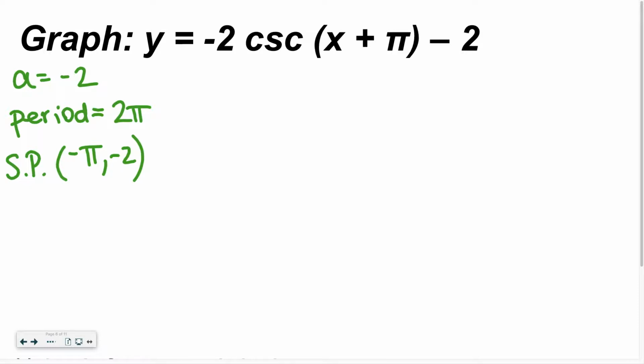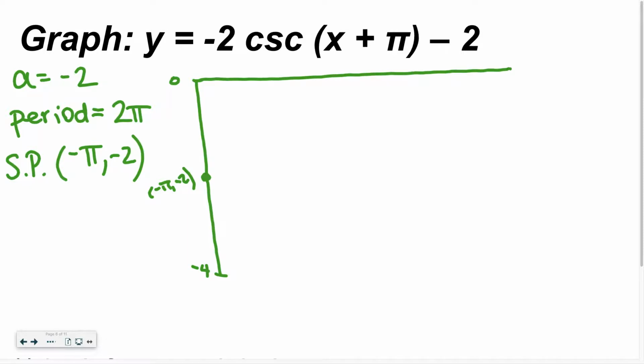So, just like we did Friday, here we have a starting point of negative pi, negative 2. A is 2, so we will stretch up to 0 and down to negative 4 to account for what would be the amplitude of the sine graph. And then we'll go over the period.